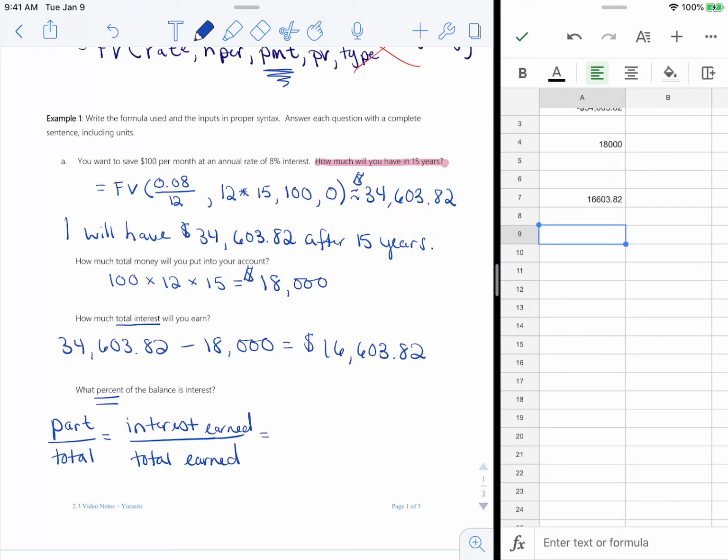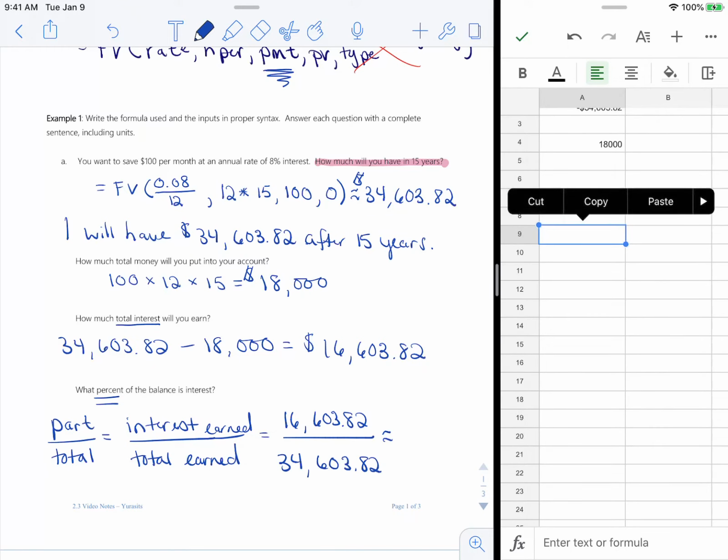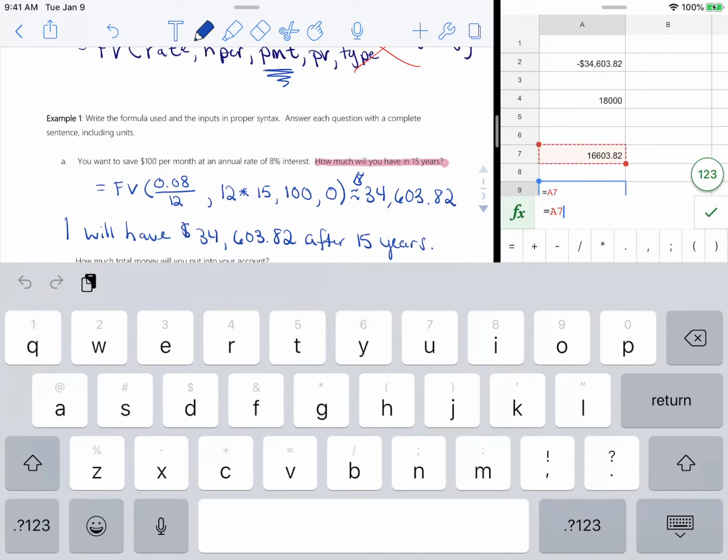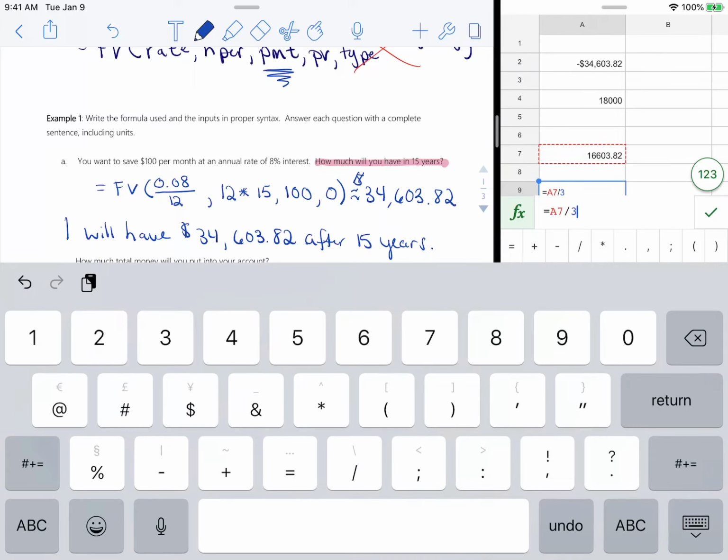All right, so my interest is 16,603 divided by my total, which is 34,603.82. So I'm going to go here. The nice thing is you can either write it out. I'm going to select that cell, and I'm going to divide it by the total, which is 34,603.82.